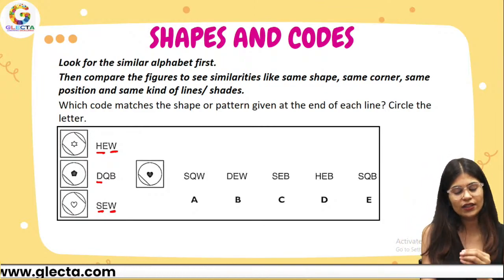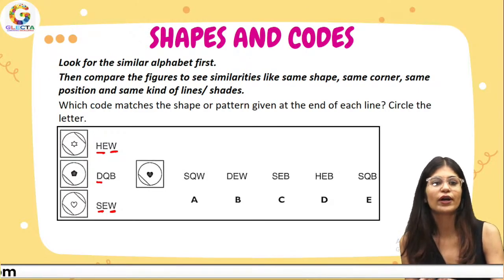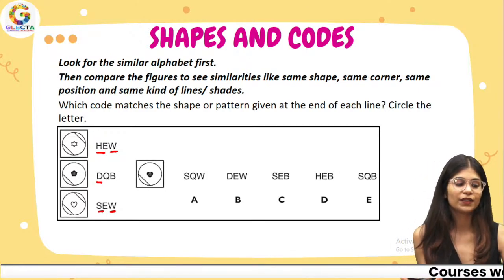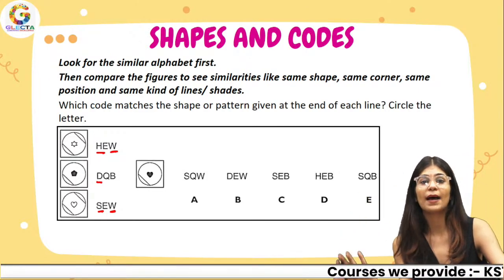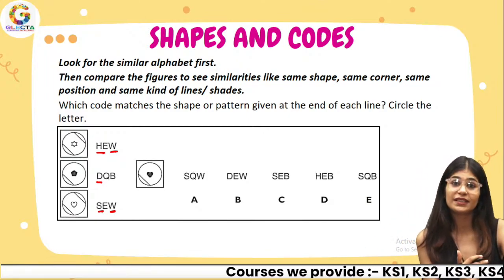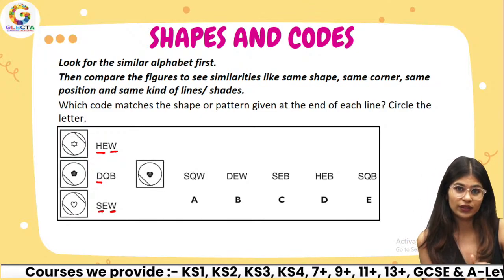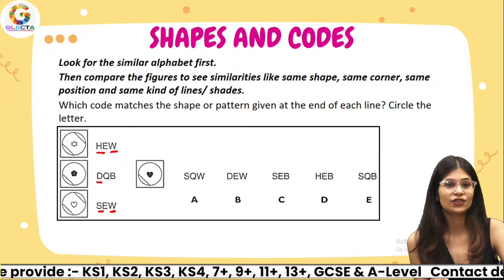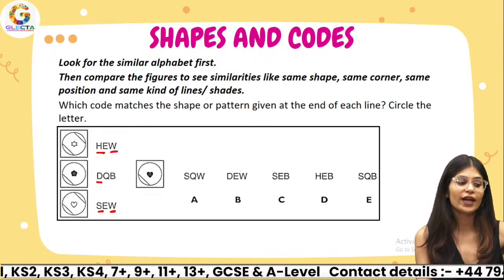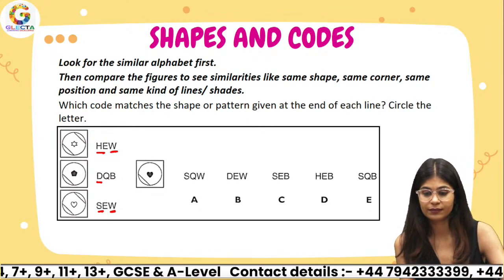Now first, try it on your own. Even if you do it wrong, it's going to be okay, but try to do it. Now try to do it from the back, which means start from the alphabet W. Try to find out the similarity that is there with the W alphabet, and then try to solve the answer. Don't look at H, D and S for now.